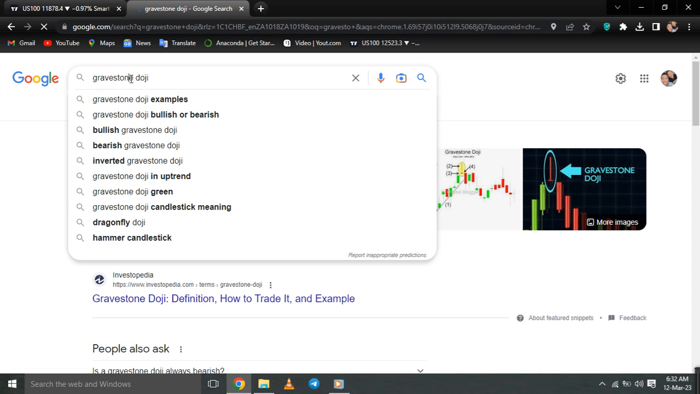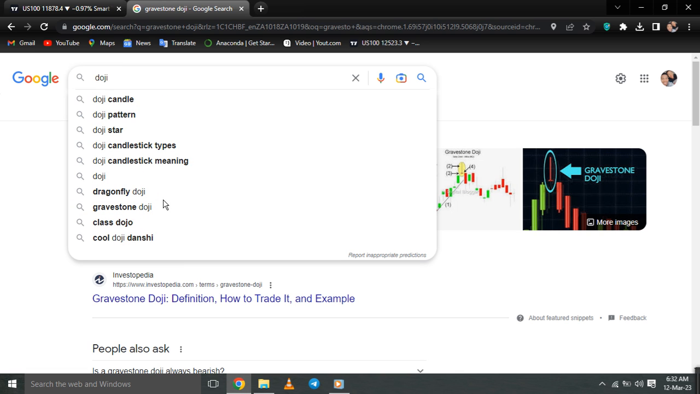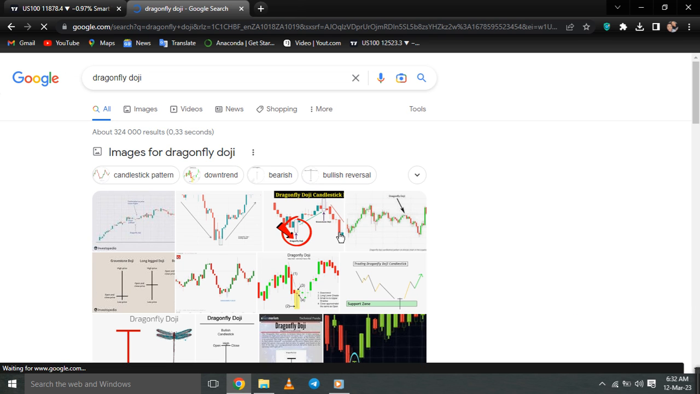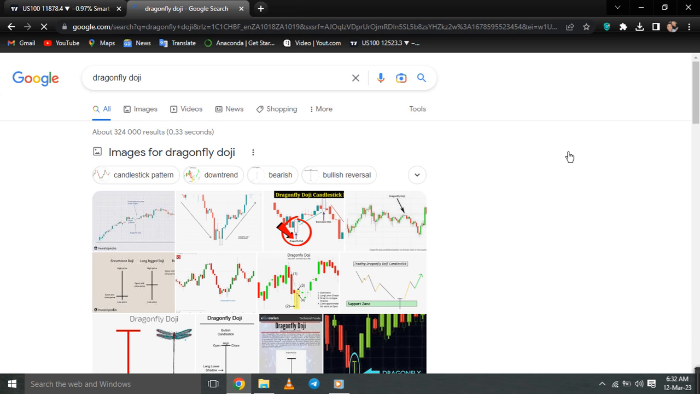You feel me? The information that I'm feeding you guys, the information that I'm providing here, some people are paying a lot of money for it. You know what I'm saying? Now we're looking for what? We're looking for a dragonfly. This was a gravestone. A dragonfly is for buy, guys.